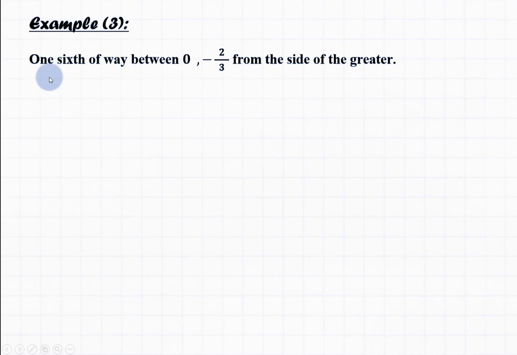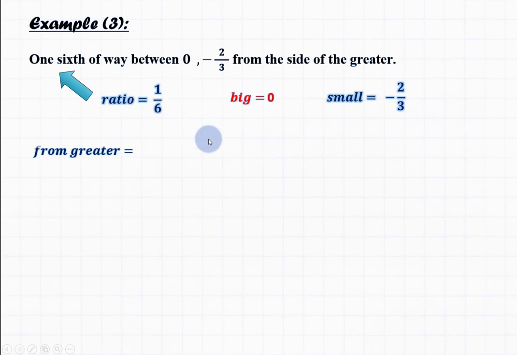Example number 3: find the number one-sixth of the way between 0 and negative 2 over 3, from the side of the greater. One-sixth, then the ratio or fraction equals 1 over 6. And of course, for 0 and negative 2 over 3, the big number is 0 and the small number is negative 2 over 3, because any negative number is smaller than 0.